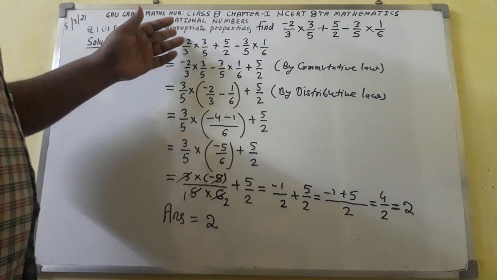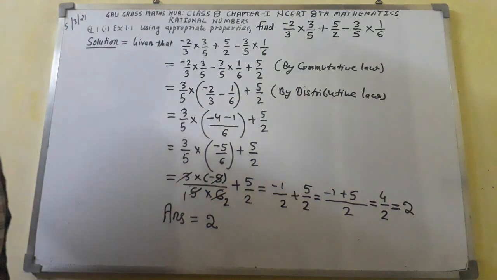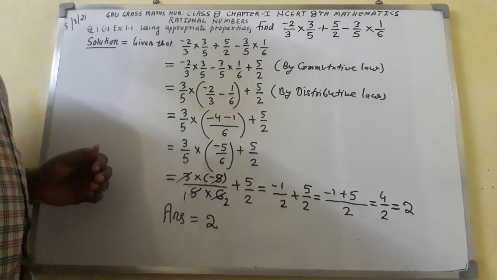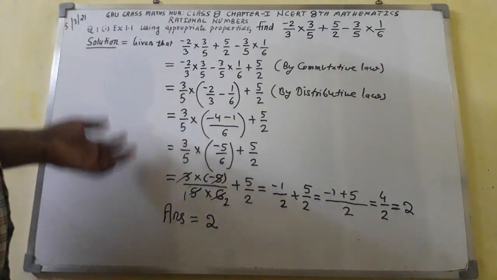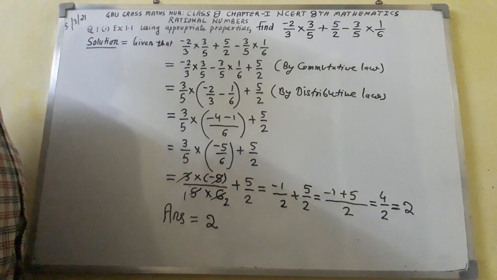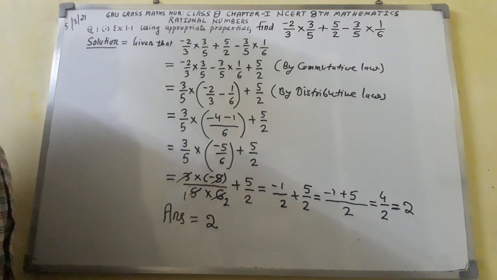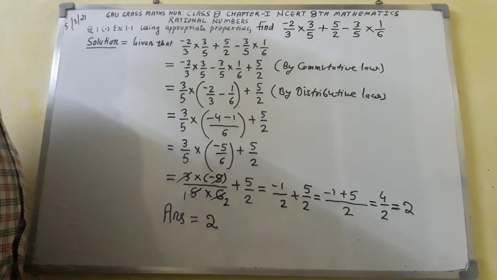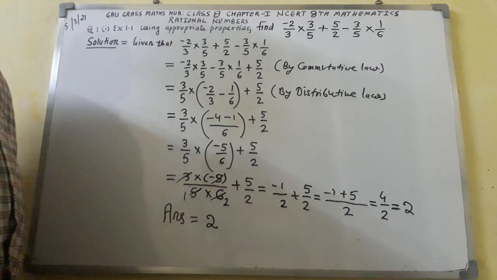So here the appropriate properties, commutative law and distributive law, I have applied. By applying commutative law and distributive law, I have cracked down this question and got the correct answer as 2. This is the proper explanation and solution of question number 1, Roman 1, that has been taken from Exercise 1.1, Rational Numbers, Chapter 1, Class 8, NCERT Mathematics. Okay.